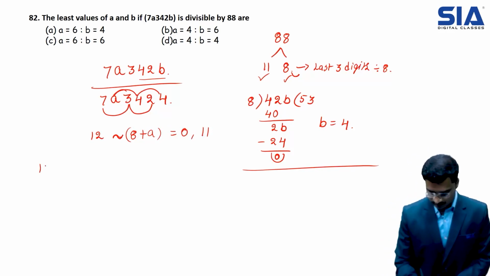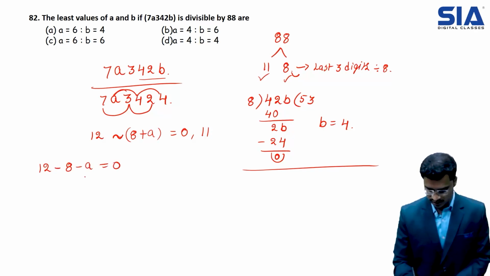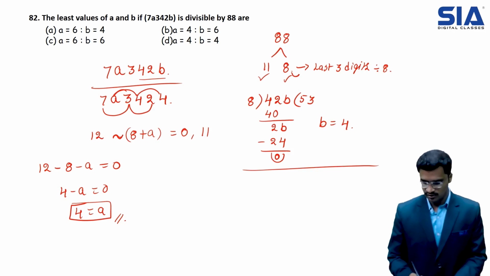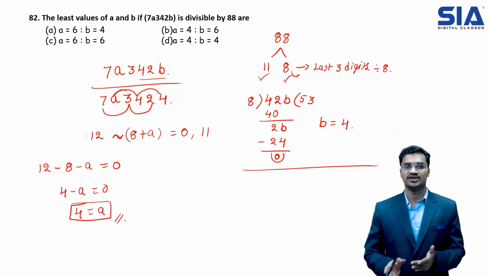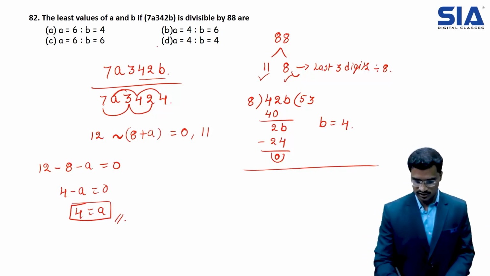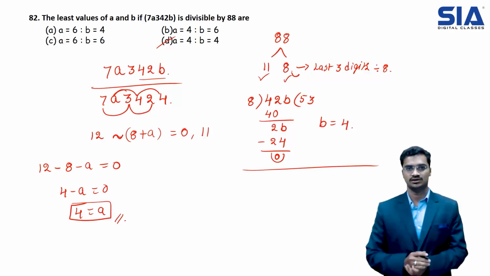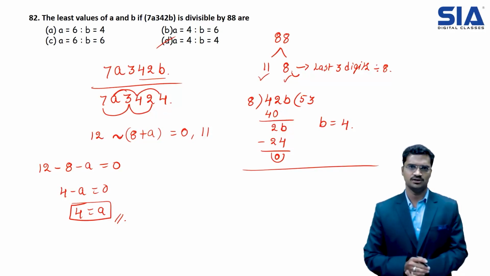So let us equate them. 12 minus 8 minus a is equal to 0. Then 4 minus a is equal to 0. Then the value of a here is 4. So we are getting the values of a and b as 4, 4. So our answer is option D, which is a equals 4 and b equals 4.